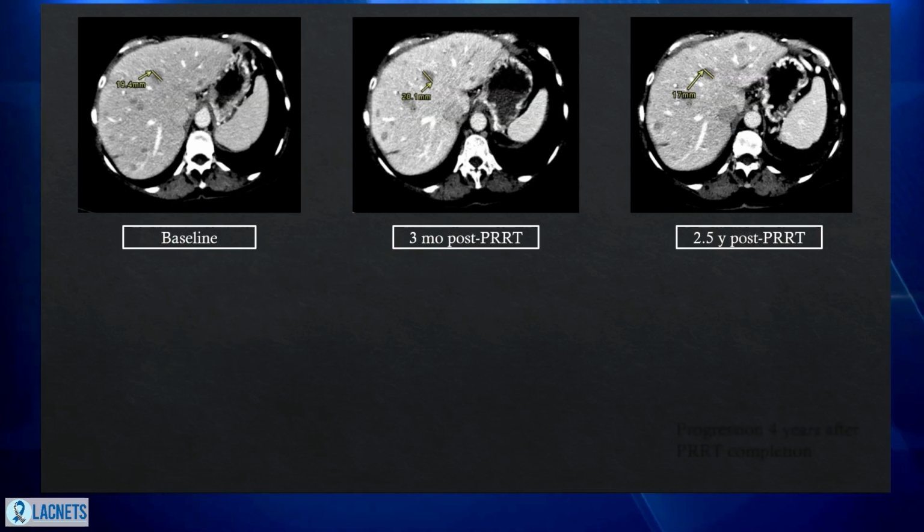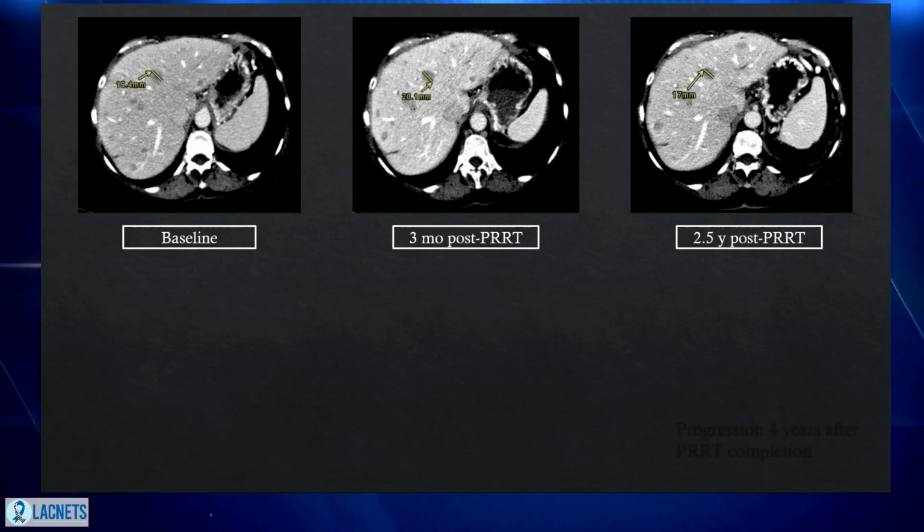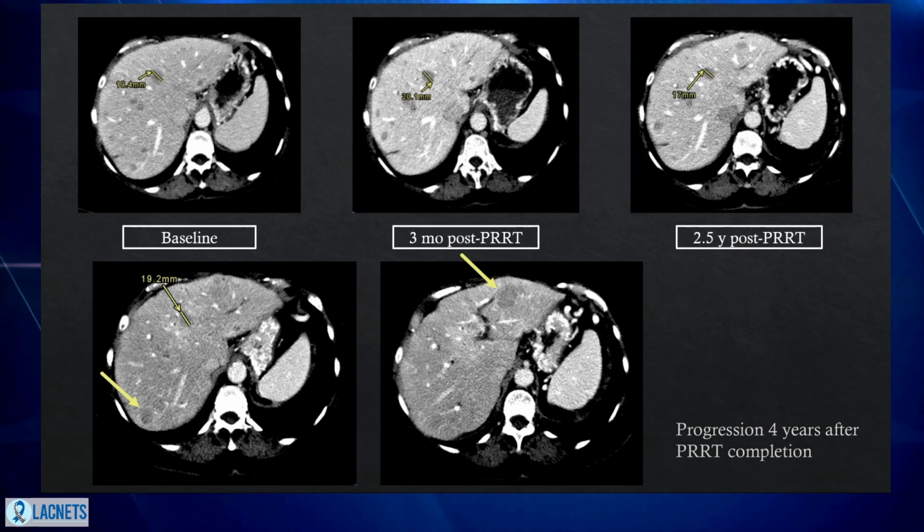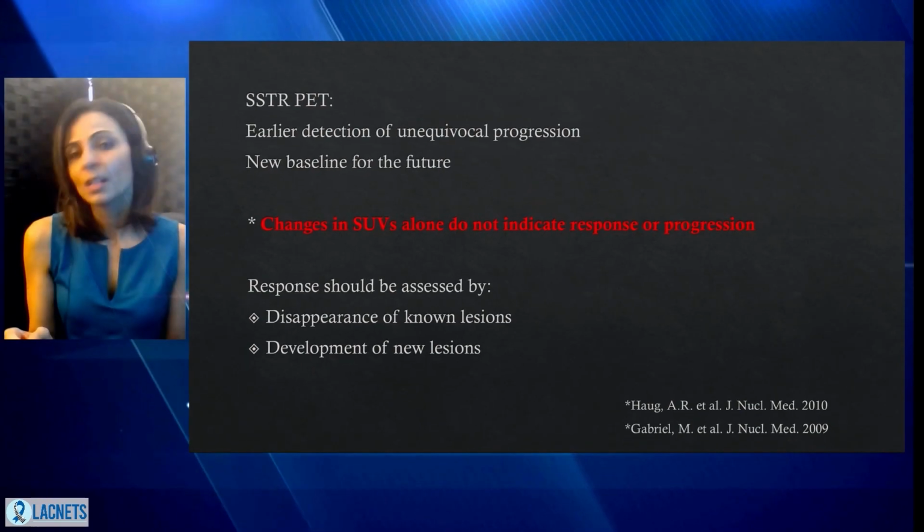To show you some examples to illustrate this concept, this is a patient who at baseline had liver lesions, and then follow-up 3 months after PRRT. Here the lesions are stable, probably slightly larger, but that could be from swelling after the tumor starts dying. And in this case, the lesions continue to be stable or slightly smaller, even 2.5 years after PRRT. That's a good response, where the disease basically was slowed down, stabilized for a long time. We saw progression in this case 4 years after PRRT completion, and we know that because we see new lesions in the liver, like the lesions pointed out by yellow arrows. So we use CT to follow up.